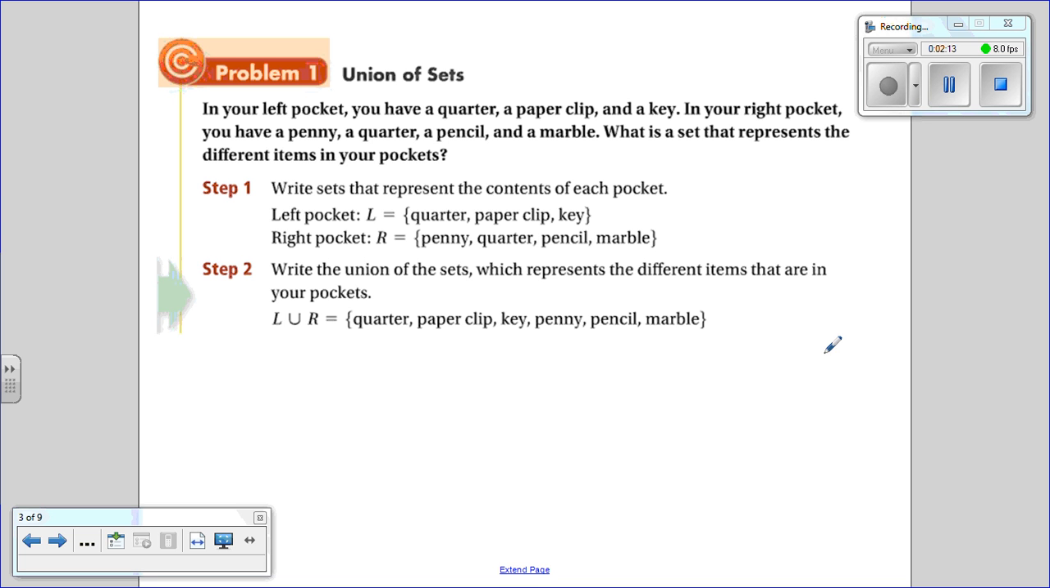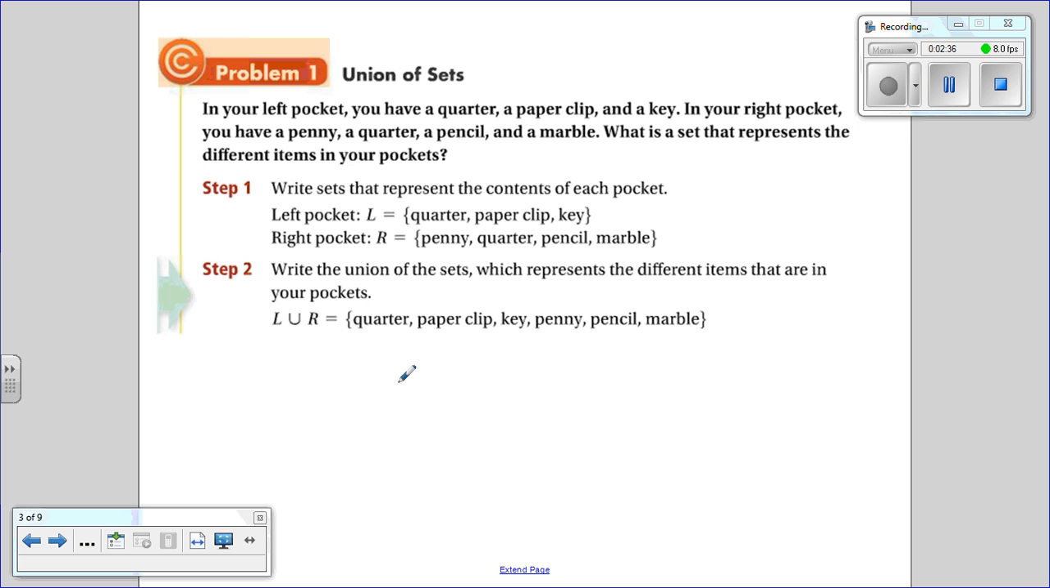Okay, so here's how this works. In your left pocket, you have a quarter, a paper clip, and a key. In your right pocket, you have a penny, a quarter, a pencil, and a marble. We want you to write the union of the sets. So we write it as set L union set R.